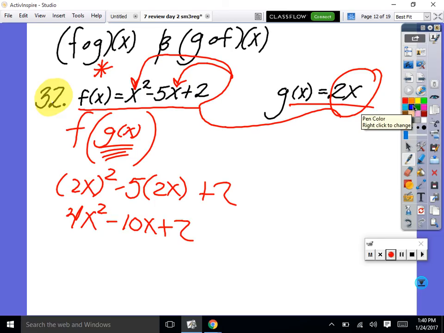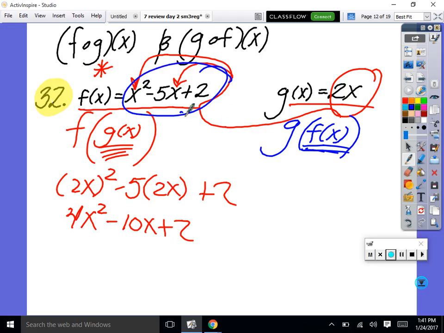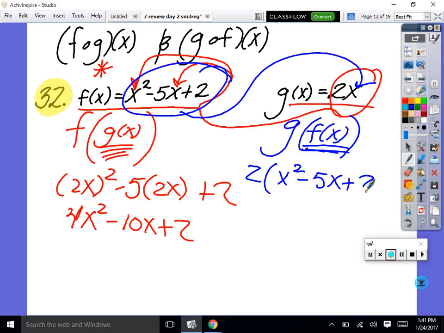This one's now saying g of f of x. So squish x back in with f. That's f of x. Squish it back in again. That's g of f of x. So you should be substituting in function f of x into the other function wherever there's an x. So instead of an x, there's that. So isn't that 2 times x squared minus 5x plus 2? Does everybody see how I did that? Right, this one goes in over there.